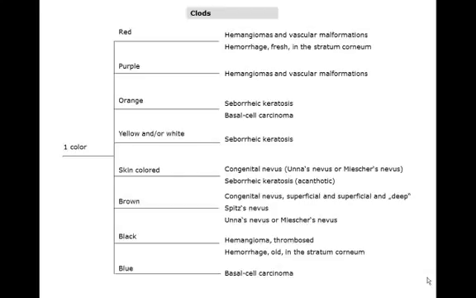Red clots are hemangiomas, purple clots are hemangiomas, orange clots can be found in a seborrheic keratosis or in a BCC, yellow or white clots in a seborrheic keratosis, skin-colored clots in a dermal congenital nevus like the nevus that we saw, brown clots in a nevus, for example in Spitz nevus, but in any type of congenital nevus or in another type of congenital nevus, black clots in a hemangioma when the vessels are thrombosed, and blue clots in a basal cell carcinoma, for example. So pattern and colors lead to specific diagnoses in pattern analysis.